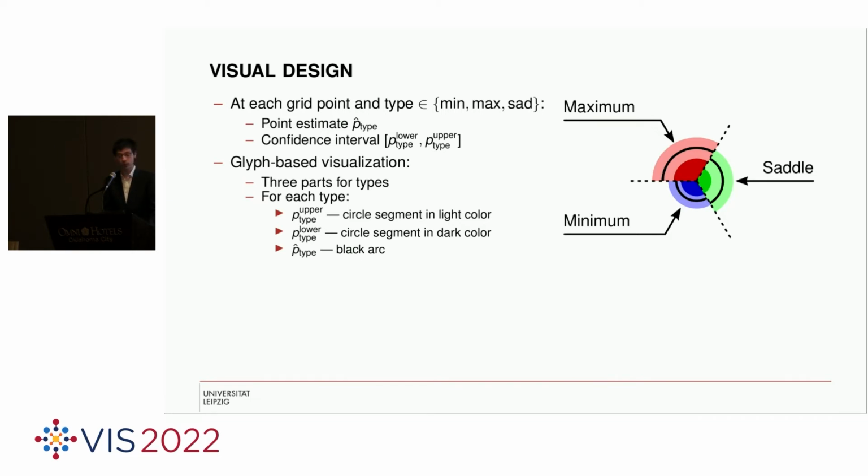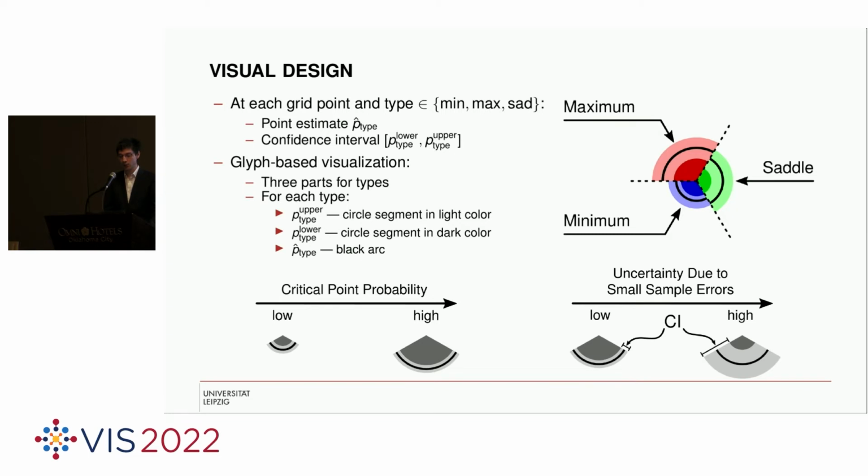From those glyphs, one can read 2 kinds of information. First, a large portion of a darker color and a large black arc indicate a high probability for a critical point of the respective type. Second, a large portion of a lighter color indicates a large confidence interval and there is a high uncertainty of the predicted probability due to small sample approximations.